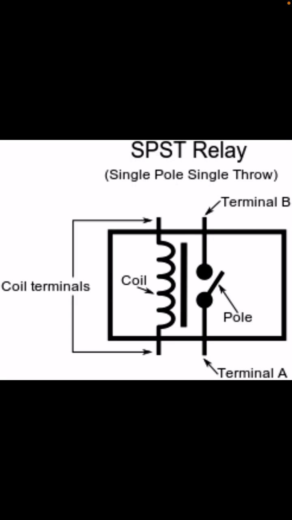Once that coil gets energized from your low voltage or your control voltage, it's going to close that pole, and it's going to let 120 go from terminal A to terminal B. So that's single pole. You can see the pole, and single throw. It's only got one path that it diverts the energy to.